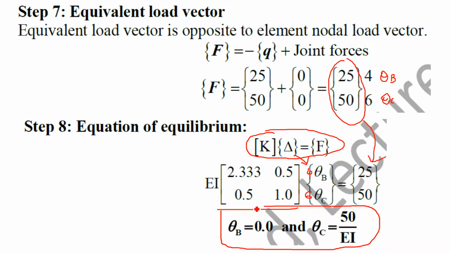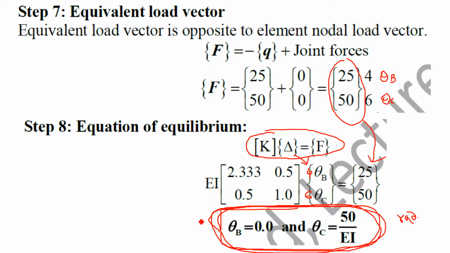Theta b is equal to 0 and theta c is equal to 50 upon EI. Remember, the answers of rotations are in radians. The unit of the answer of rotation is radian. Of course, only kinematic unknowns are not sufficient. Finally, we have to draw the bending moment diagram, and for that we have to calculate the moments.